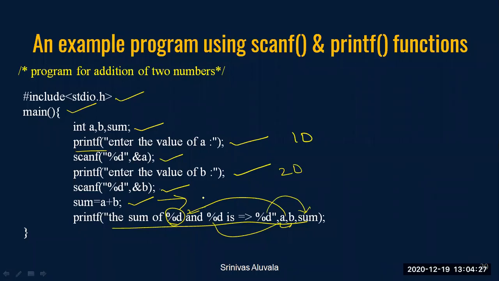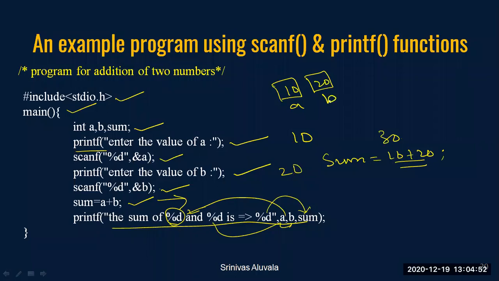And after that my computation will be done: sum is equal to 10 plus 20, and the value is going to be 30, and this 30 will be assigned to the sum. Now my a, this is a, a memory block that contains 10, and we have one more memory block in the computer that contains 20, which is represented with b.